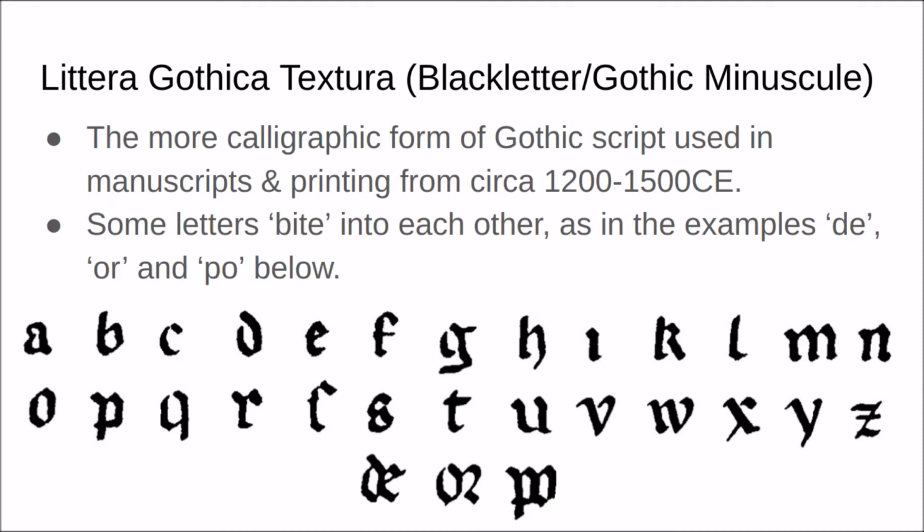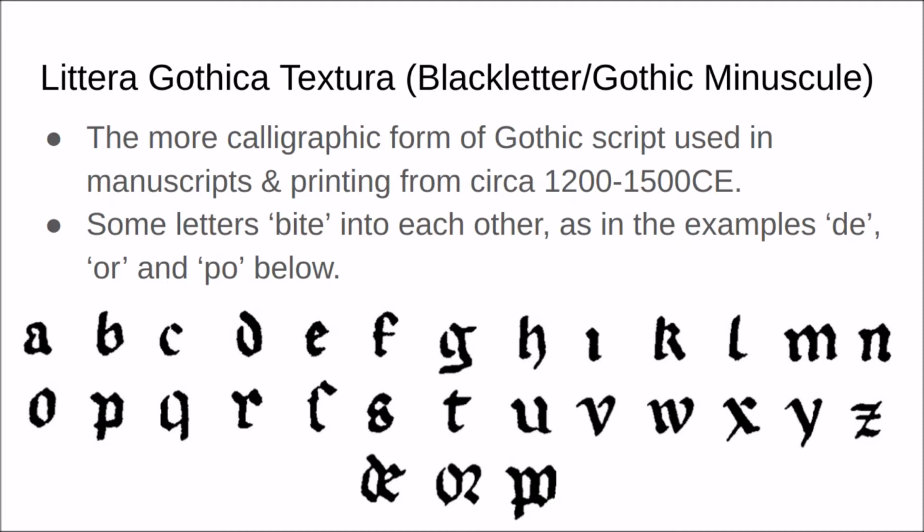Some letters bite into each other, as in the examples DE, OR and PO below. This is admittedly quite a difficult script to read, and medieval scribes indeed had a riddle that they would write in Latin, which essentially looks like a bunch of lines all meshed together, which is a good challenge to try and transcribe. So, if you find it hard to read, understand that so did they. But, as we'll see below, there are some ways that you can get around it.